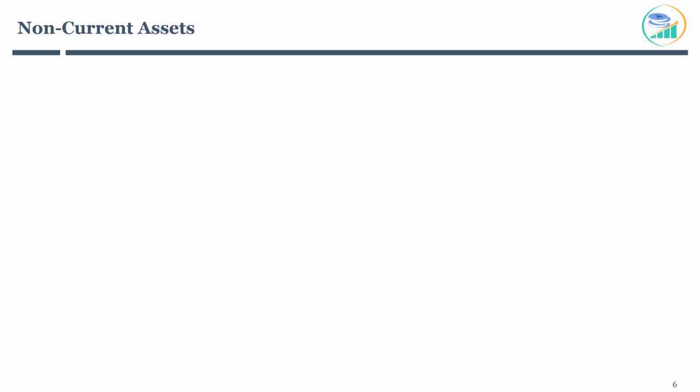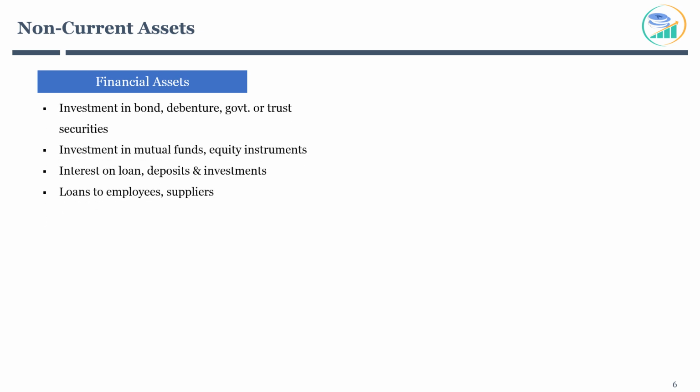The next line item is financial assets. Just like an individual, a company invests surplus money with the expectation of seeking higher return in future. It includes investment in bonds, debentures, government securities, investment in mutual funds, equity and so on. It also includes interest on loans given to employees and suppliers, fixed deposits and other investments.